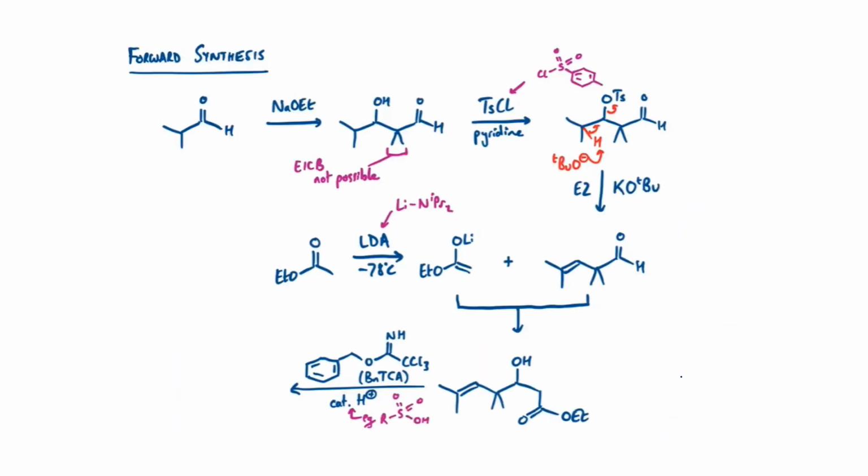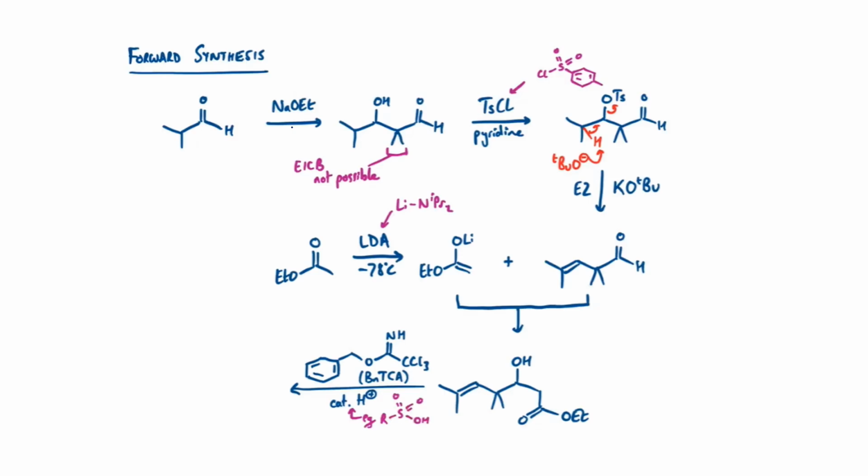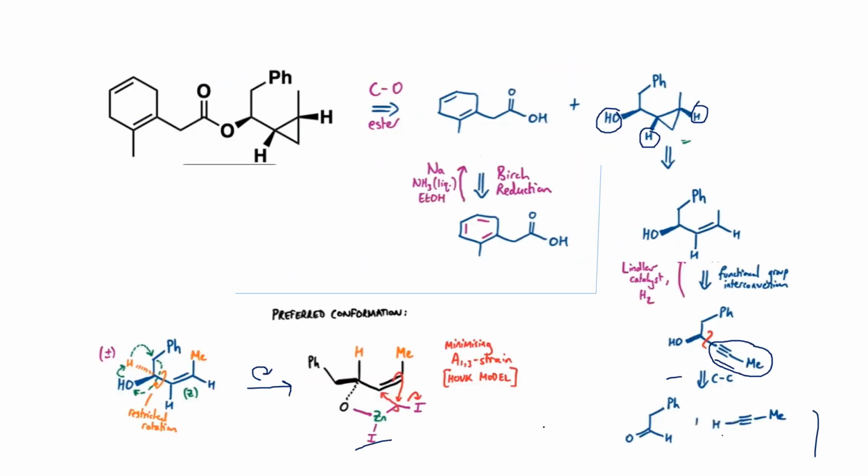So let's see the forward synthesis of this compound. If you take this aldehyde in presence of... so what will be the forward synthesis of this compound? First you have to take this acetylene group. This acetylene will be deprotonated by using butyl lithium, and that will attack this aldehyde. Then we will get this alcohol.